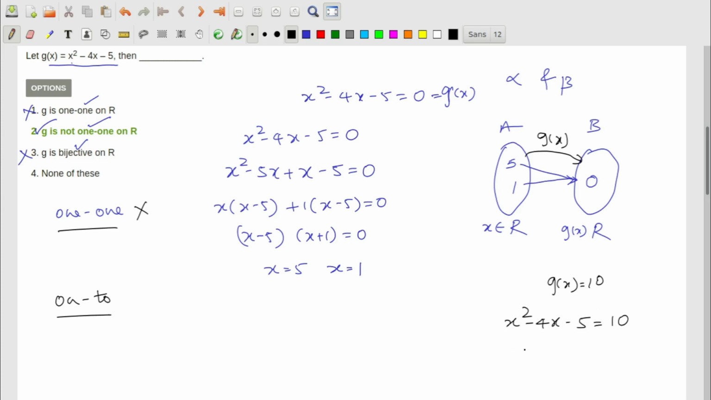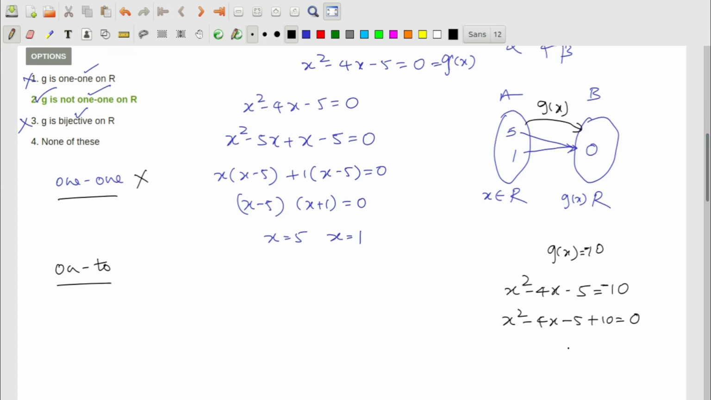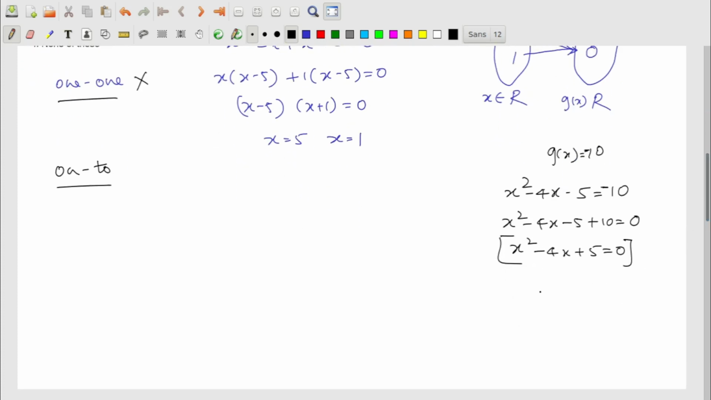So if you take this 10 here, one sec, let me take minus 10. Okay, let me take a minus 10 here. So you will get x square minus 4x minus 5 plus 10 is equal to 0. Okay, and x square minus 4x plus 5 is equal to 0. All right. So now here, if you solve this equation, you know the quadratic formula. What is the quadratic formula? x is equal to minus b plus or minus root of b square minus 4ac divided by 2a.